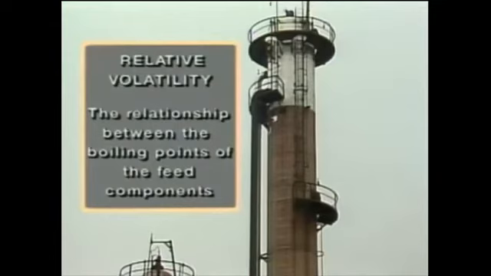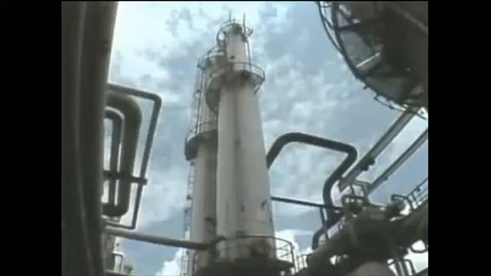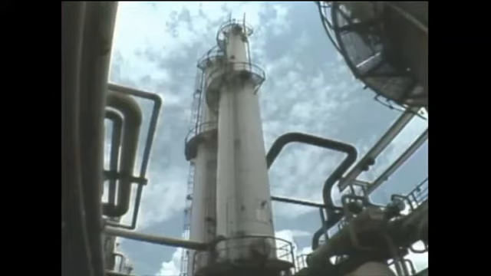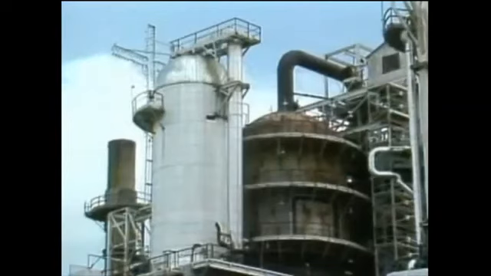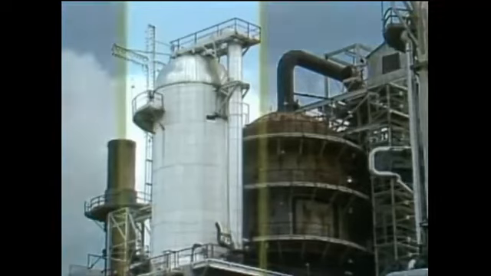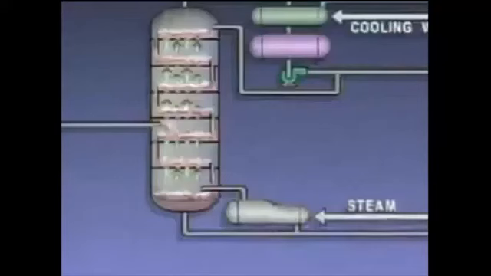Relative volatility is the relationship between the boiling points of the feed components. Feed components that have a low relative volatility are difficult to separate because their boiling points are close to each other. In order to effectively separate the components of a feed with a low relative volatility, a tower requires a large number of trays, and in order to accommodate those trays, the tower must be fairly tall. The second factor that affects the physical dimensions of a tower is feed rate. Basically, higher feed rates require towers that are larger in diameter.